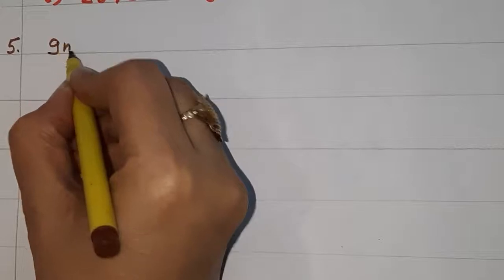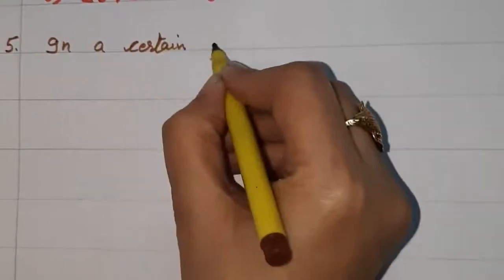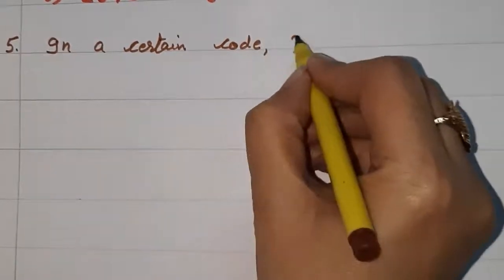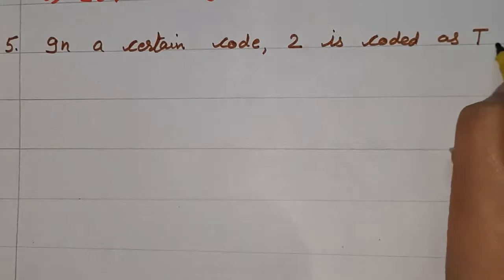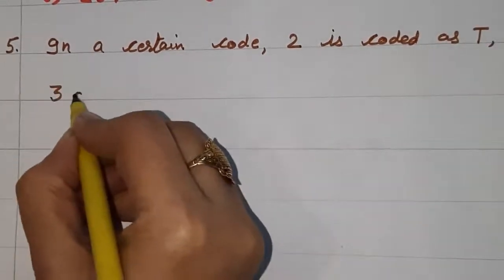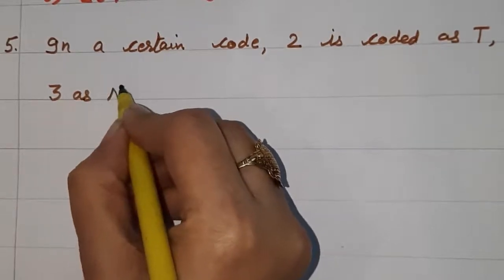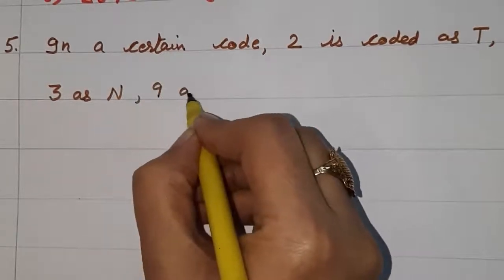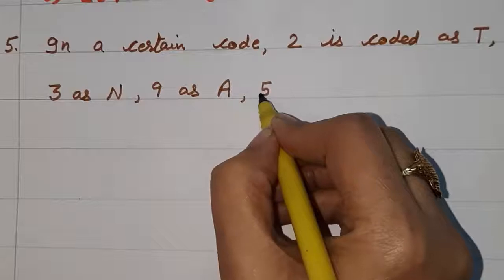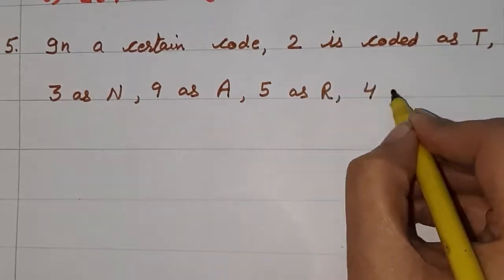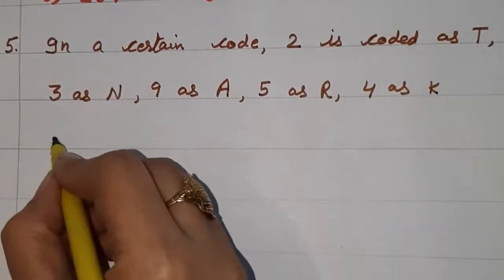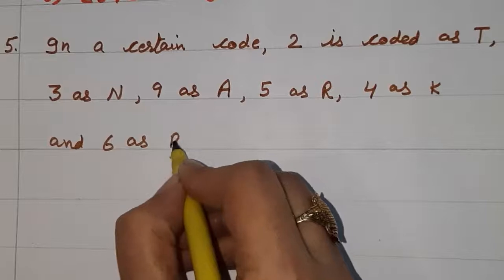Now question number 5. In a certain code, two is coded as T, 3 as N, 9 as A, 5 as R, 4 as K and 6 as B.